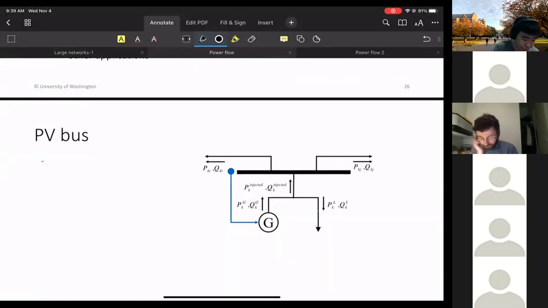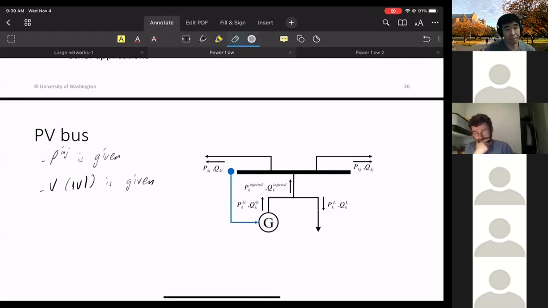So PV bus, this says P injection is given. Okay, so I'm a generator. I know how much power I'm injecting into the system. So this is a given piece of information. The voltage magnitude is also given. I have an exciter, and my exciter basically tries to maintain the voltage at a constant to interface with the transformer to the grid. Okay, so I keep this constant.